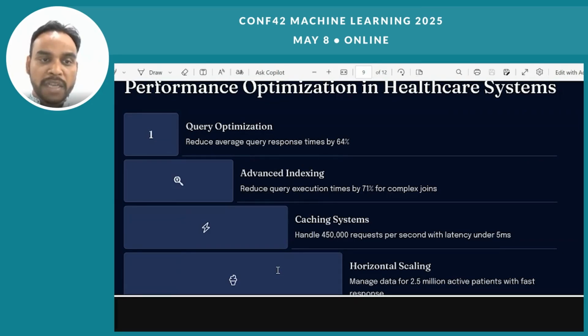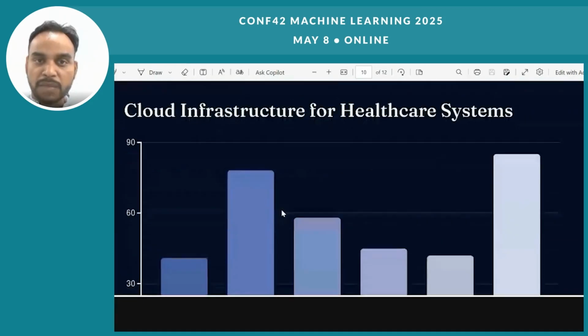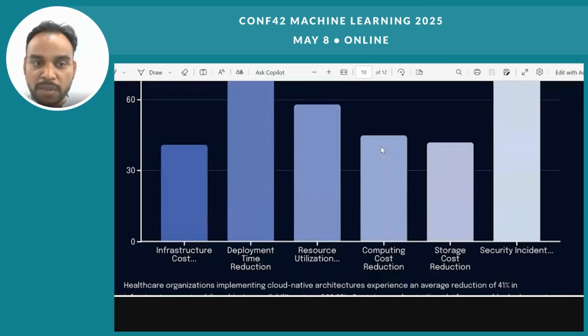Once we talk about implementation considerations for healthcare systems, cloud infrastructure for healthcare systems. If you see here, we can see infrastructure cost, deployment time, resource utilization, compute cost reduction, storage cost reduction, and security incident improvement.